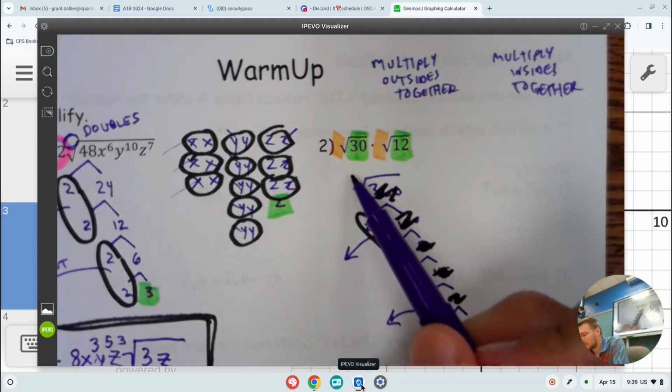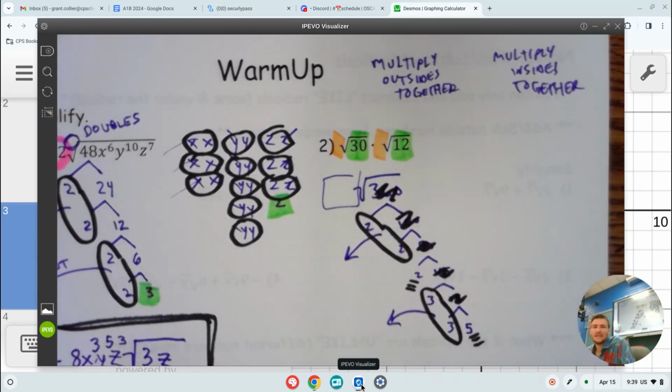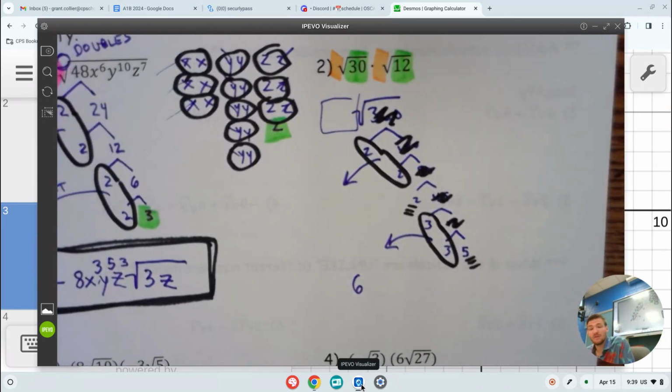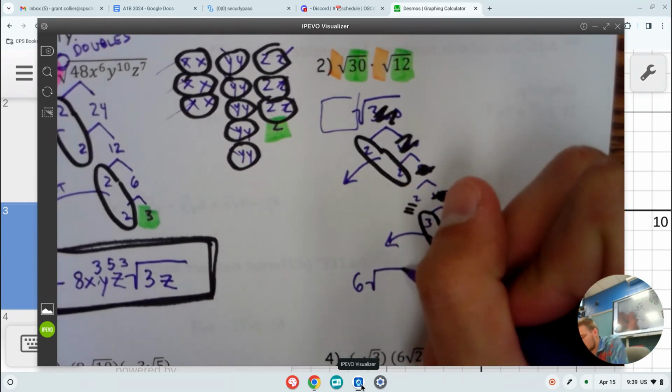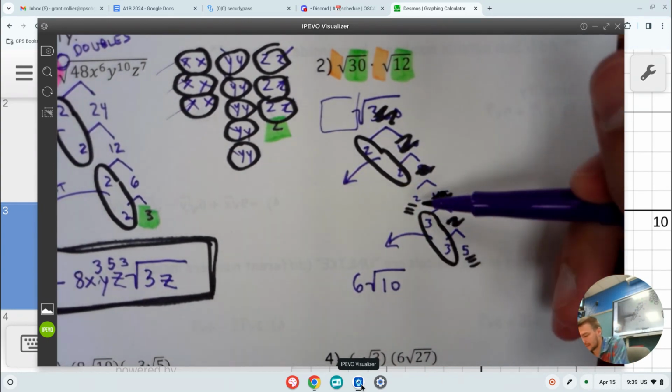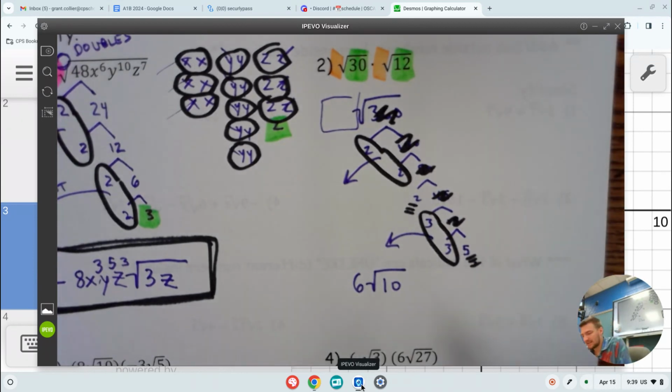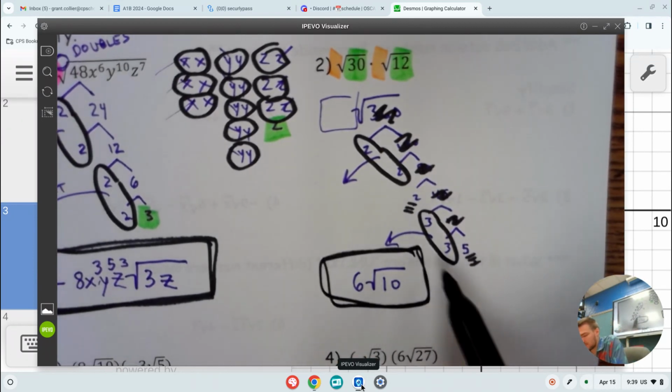Was there any numbers hanging out outside beforehand? No. So it's just 2 times 3, which makes 6. And then left over on the inside, 10. And we got 10 because it's 2 times 5, which makes 10. And so our answer should be 6 square root 10.